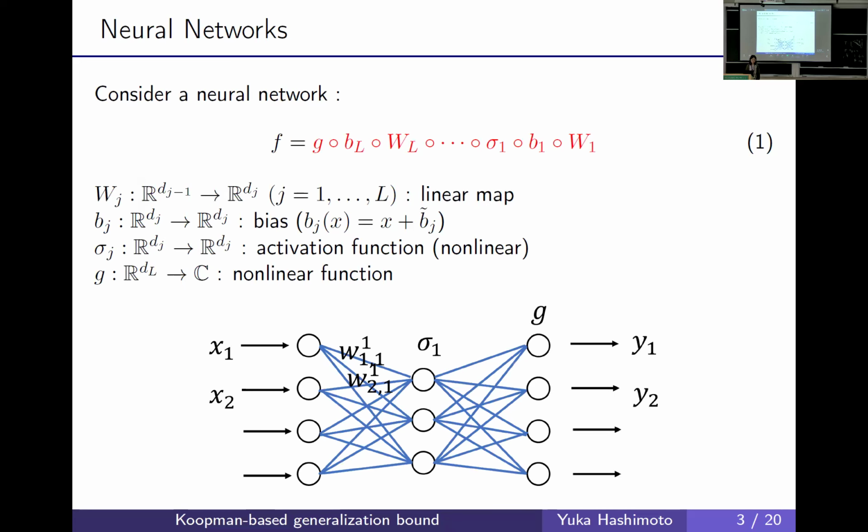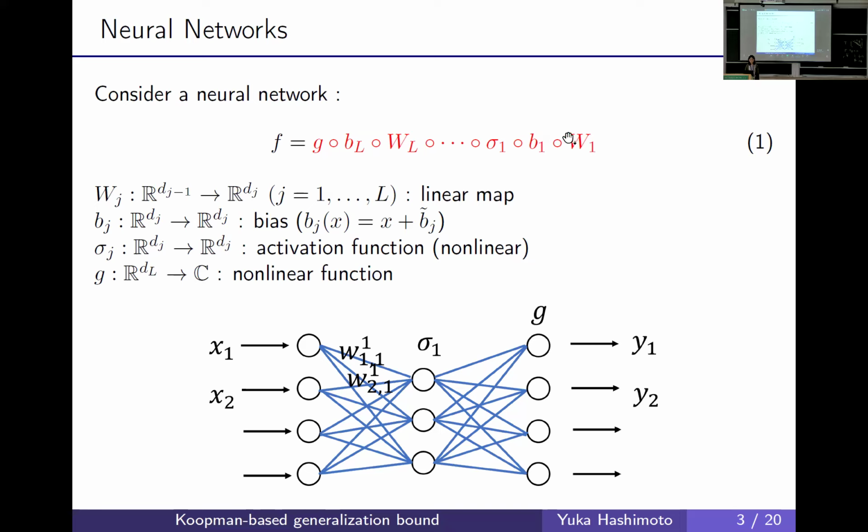In this talk, we consider a neural network like equation number 1. Here, W_j is a linear transformation, b_j is the bias, which is a shift operator, sigma_j is the nonlinear activation function, and g is the final nonlinear transformation. We consider the composition of these operators and functions.